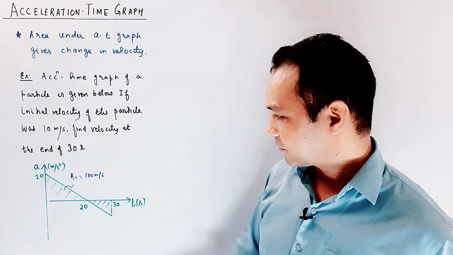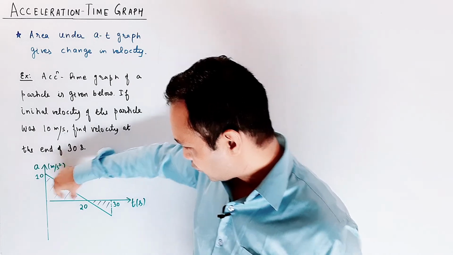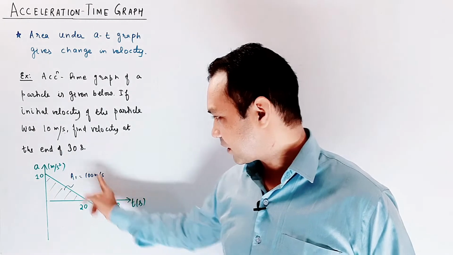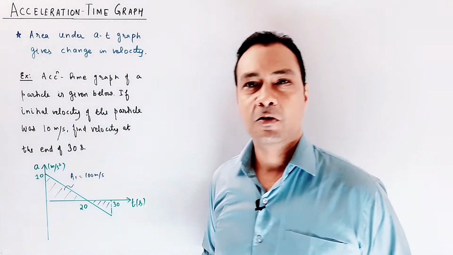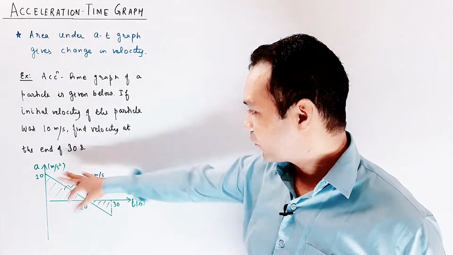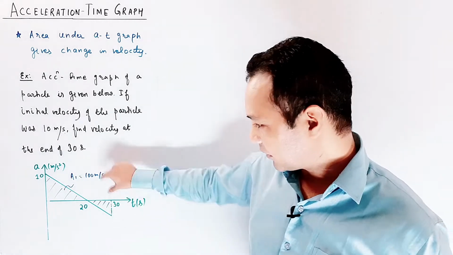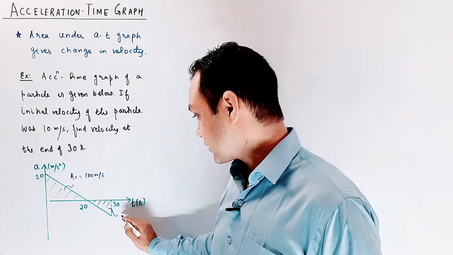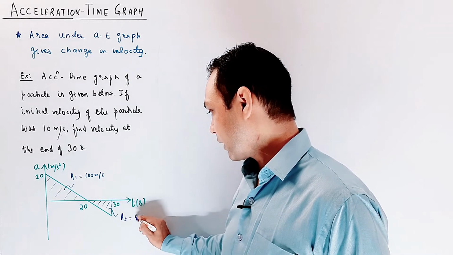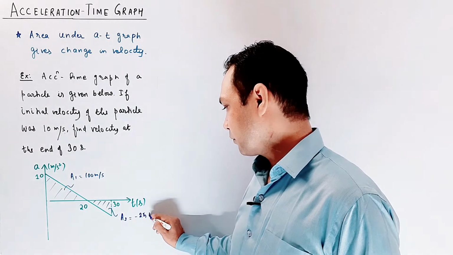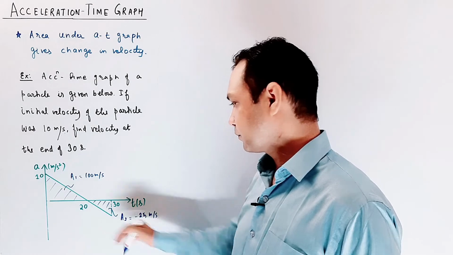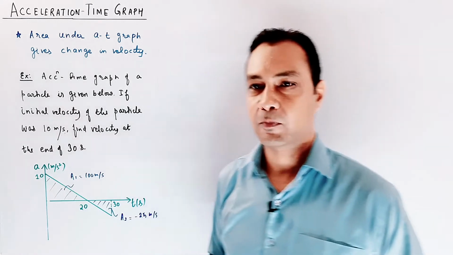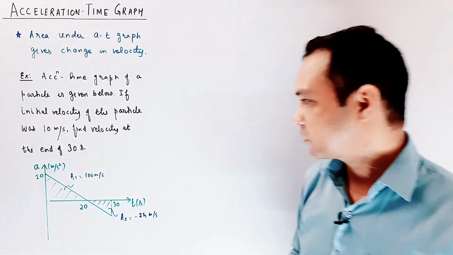But I can directly say if these two are similar triangles, the ratio of these sides is half of those sides, so this area will be 1/4 of that, because area is equal to base into height by 2. So this area with sign would be minus 25 meter per second, that is 100 by 4, because as I told, this is half of this and this is also half of that. So overall, area will give me the change in velocity.